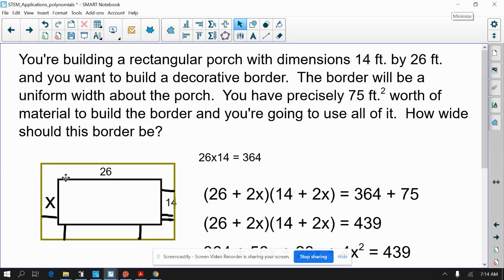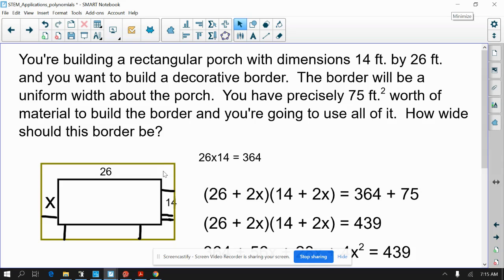First of all, we know the porch is a rectangle, so I can find the area just by multiplying 26 and 14. So the area of this rectangle, this porch, is 364 square feet. Now, if I add to that the border, then I've got 364 plus 75, which is 439 square feet. That's the area of the entire thing. Everything inside the big green rectangle, because it includes the black rectangle plus the border.